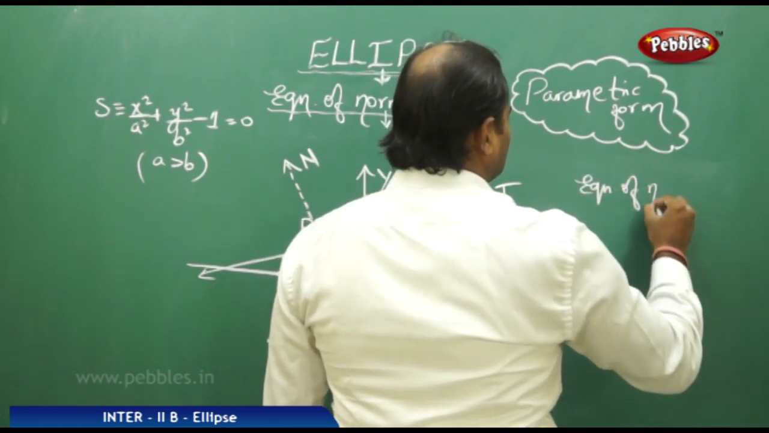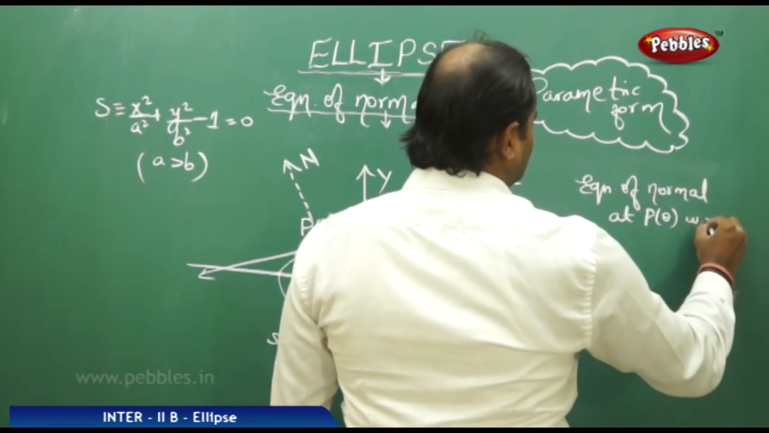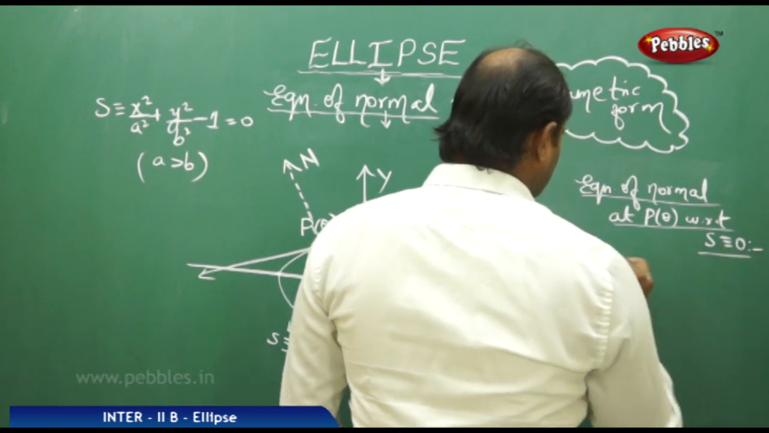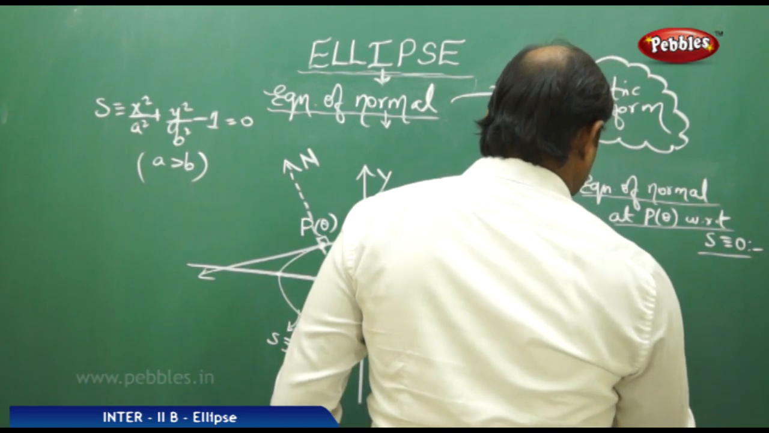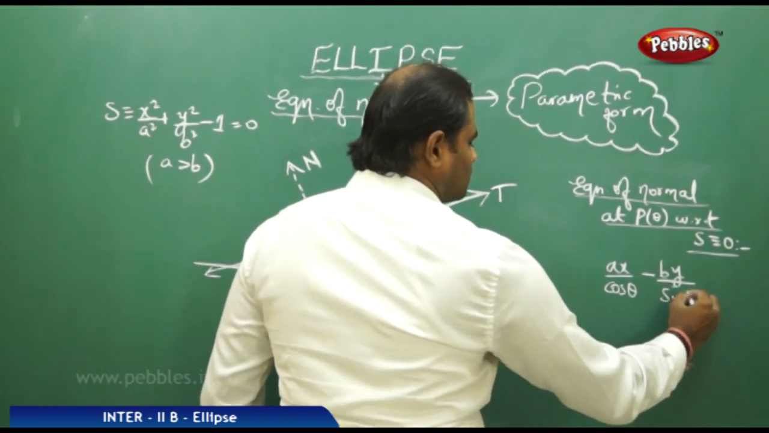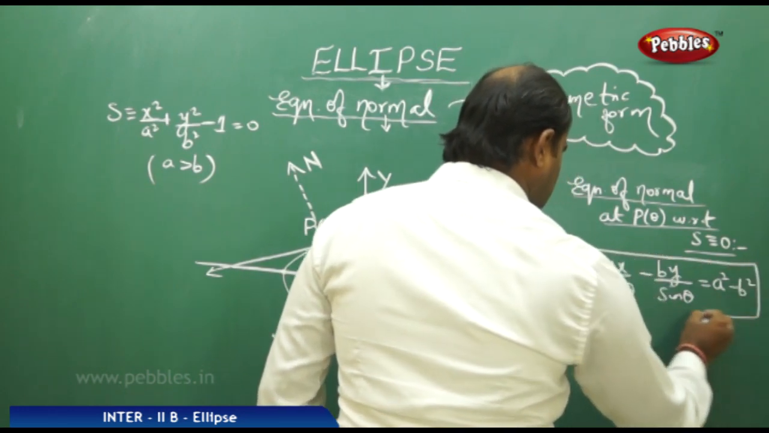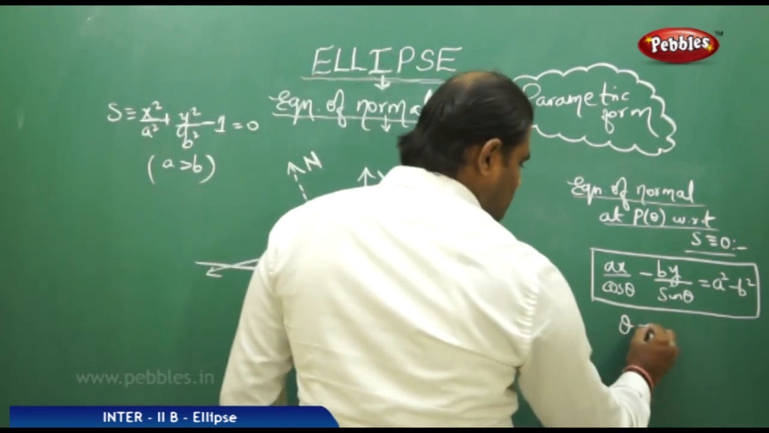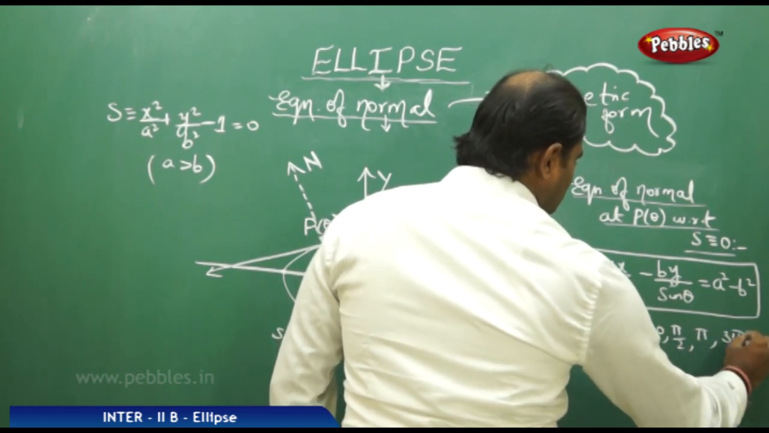The equation of the normal at the parametric point P of theta with respect to the ellipse S equal to 0 is simply given by ax by cos theta minus by by sin theta equals a squared minus b squared, but with the condition that theta is not equal to 0, pi by 2, pi and 3 pi by 2.